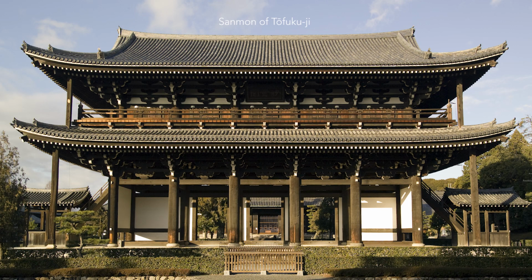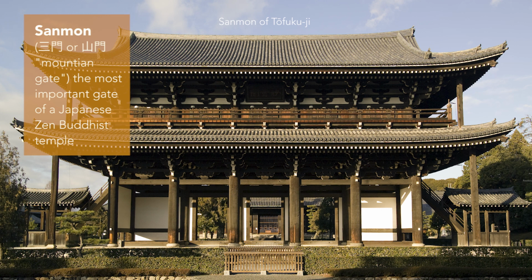Tofukuji has the earliest extant example of a new type of gate called the sanmon, or mountain gate. Built over a period of 40 years, the gate is a two-storied structure with three entrance doors and a functional second story, which is accessed by a covered stairway.